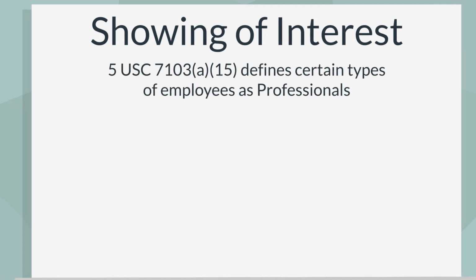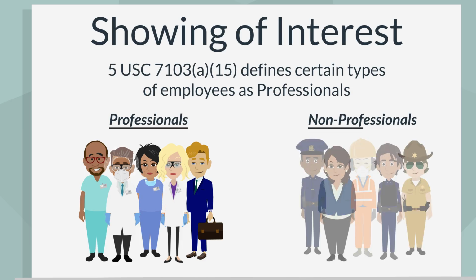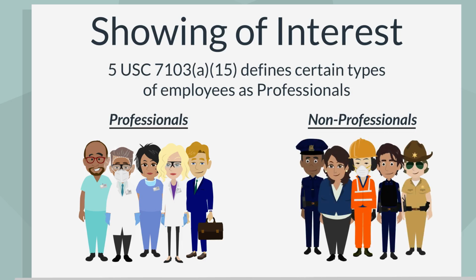It's important to know when collecting a showing of interest that the statute distinguishes between two types of employees, professional and non-professional. Professional employees are defined as those whose work requires advanced knowledge in a field of science or learning. For example, nurses, engineers, and scientists. All other types of employees are considered non-professionals.